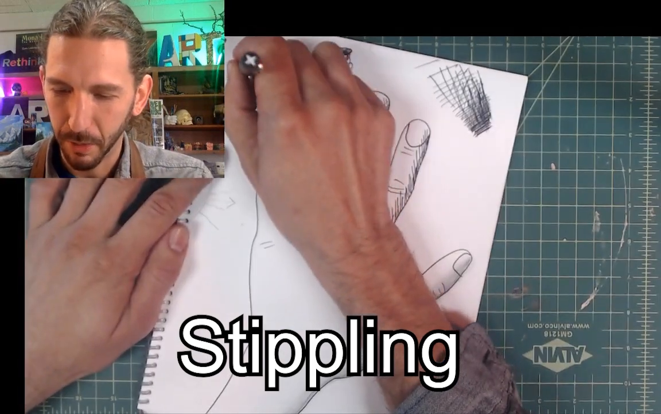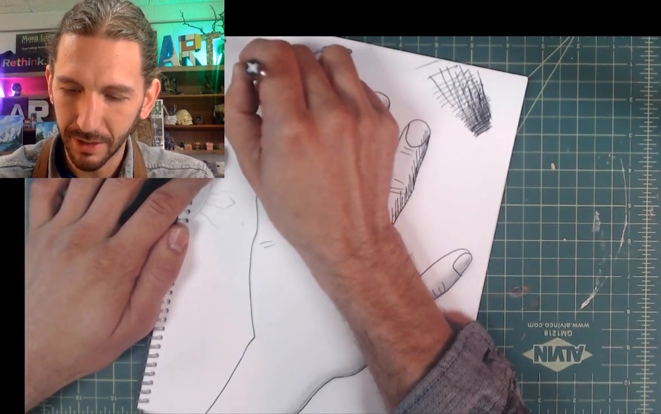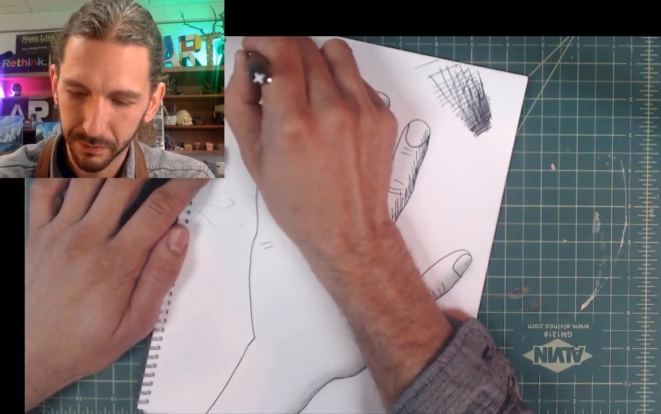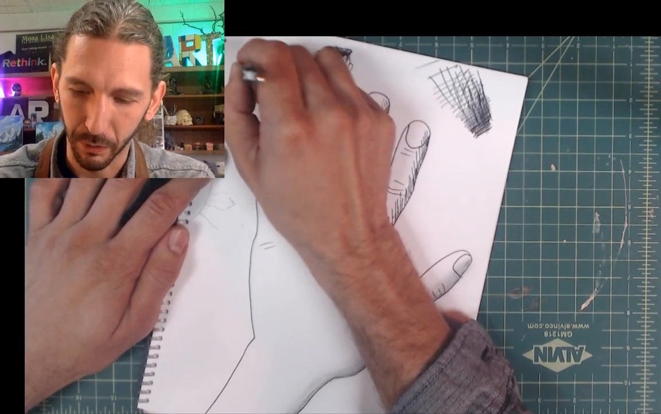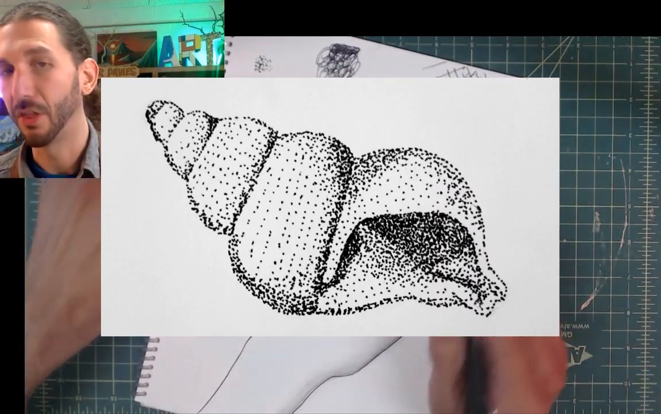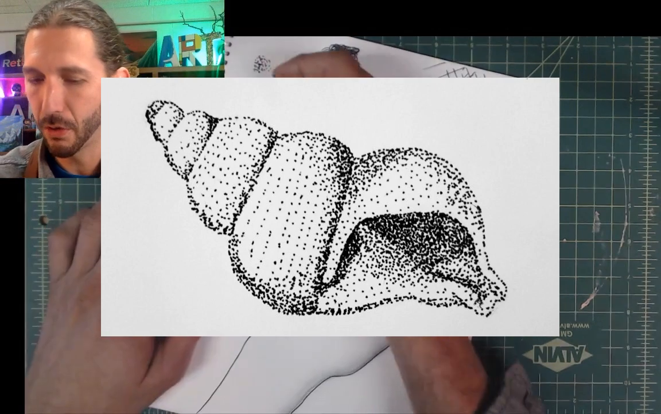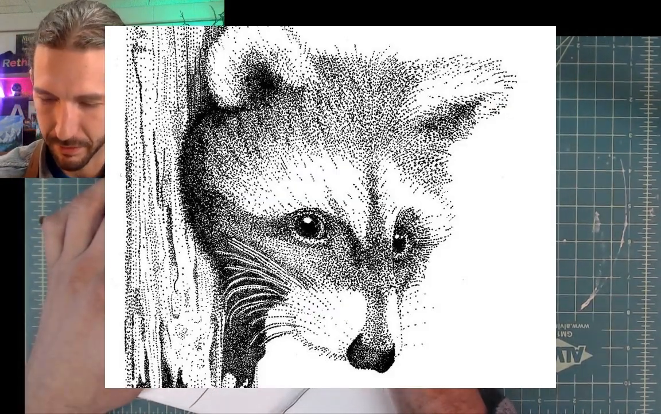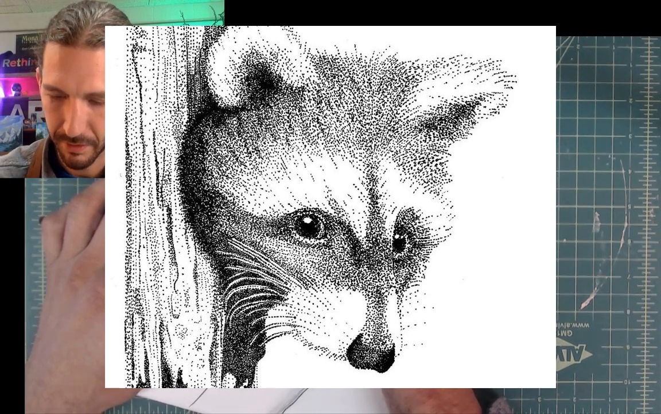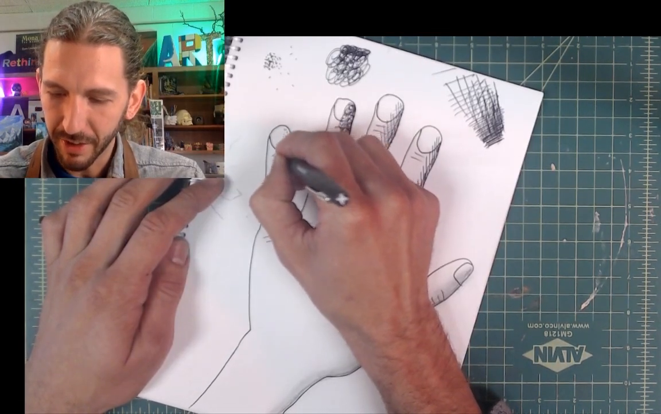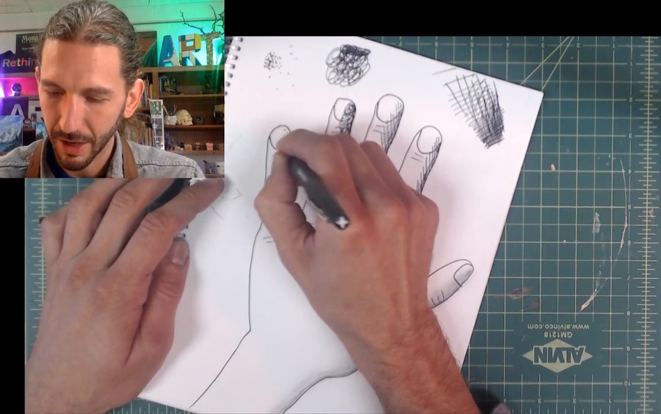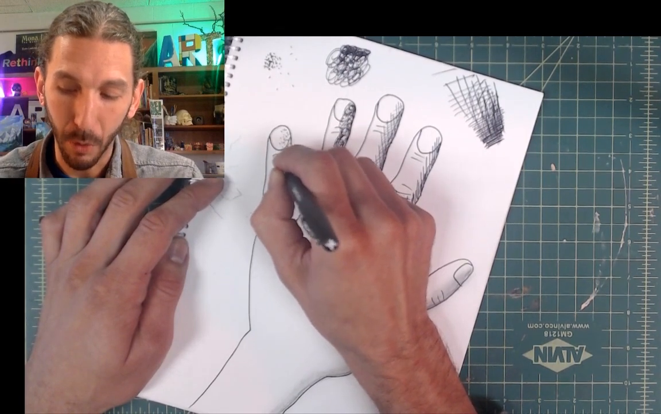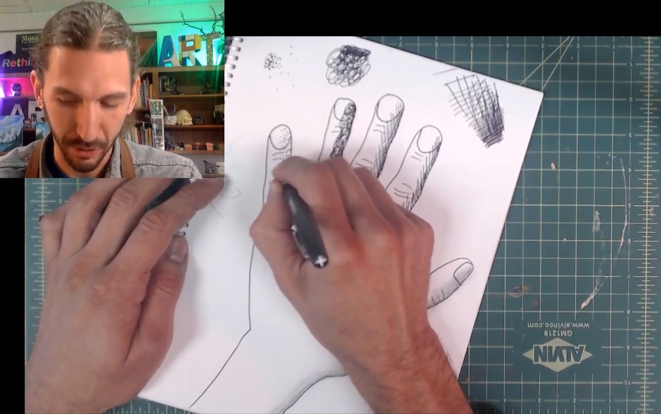Stippling is by using a bunch of little tiny dots to add value. The closer you put the dots together, the darker it looks, and the farther apart you put those dots, the lighter it looks, like this example here. Now, this effect tends to look the most realistic if you take your time with it. It is, however, the one that takes the most time to do, so you gotta be patient.